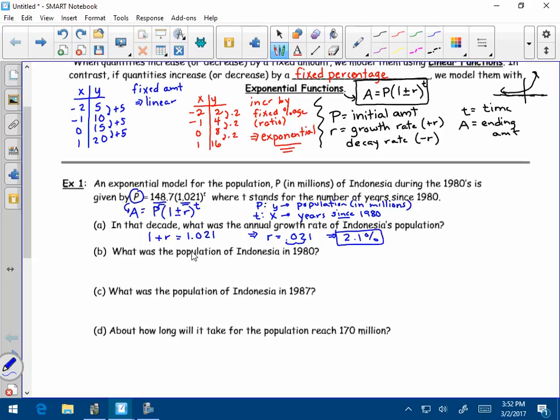Part B says, what was the population of Indonesia in 1980? Now, anytime I've done word problems in the past, I've always done these want-when statements. And if you take the time to do that, I really do think that helps you analyze these a little bit better.